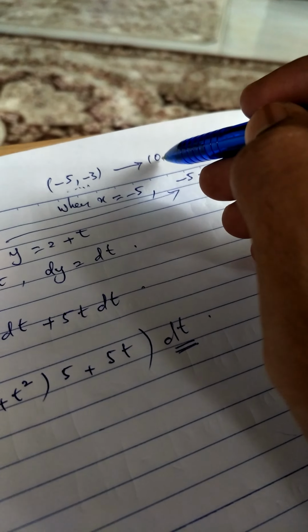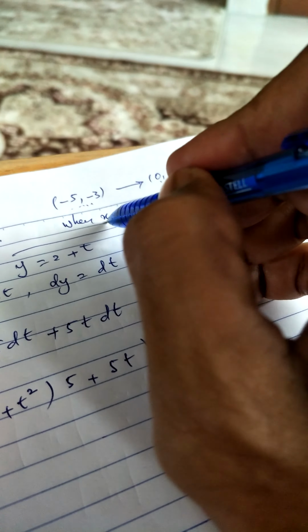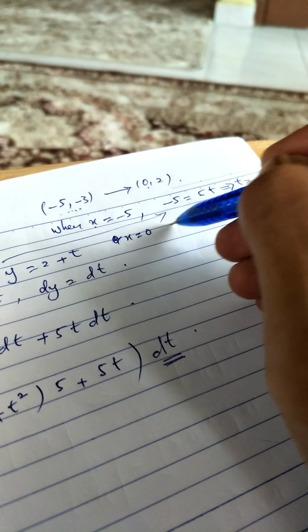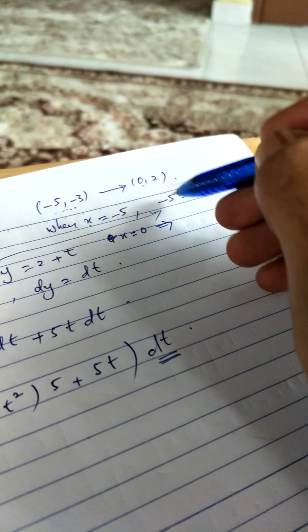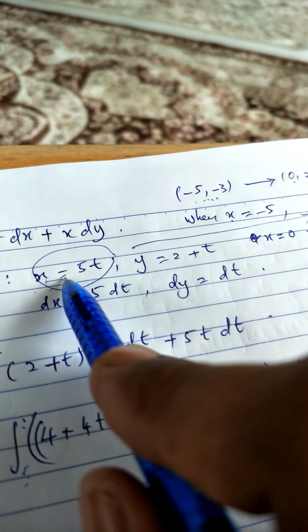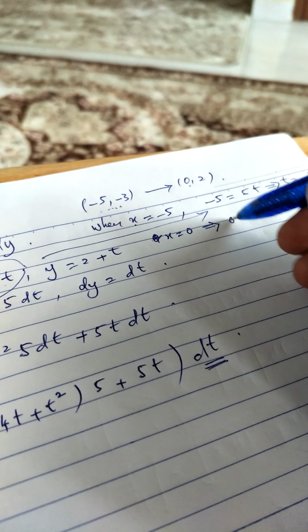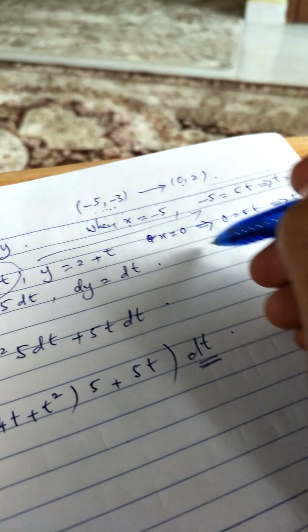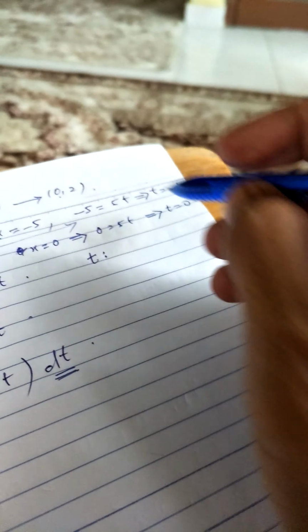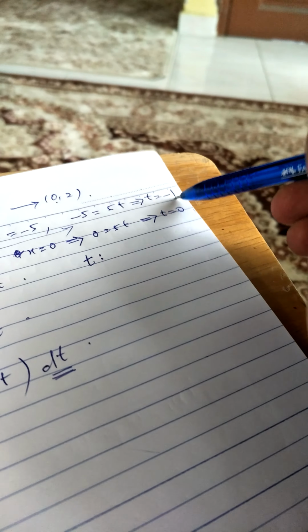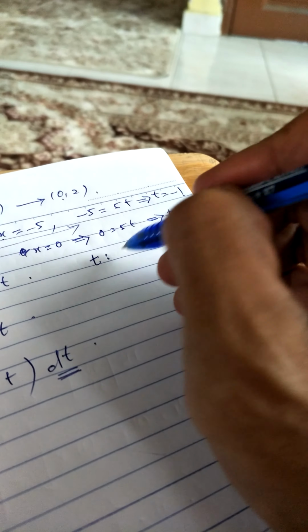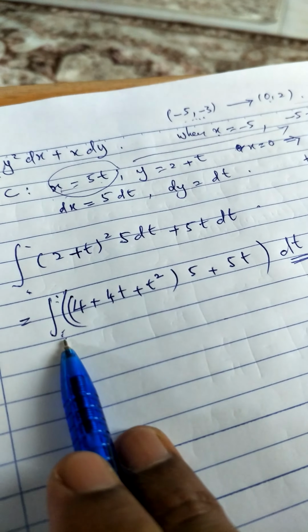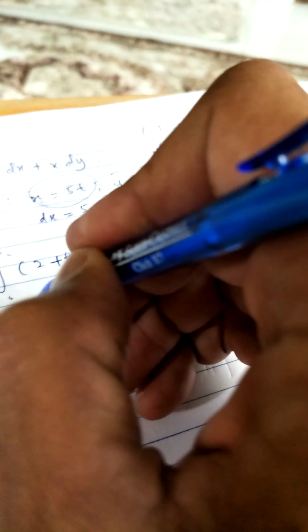Okay, then when x is 0, we use the same terms. Then we have 0 is equal to 5t, that gives you t equal to 0, which means our t is from minus 1 to 0. t from minus 1 to 0. So the limit of integration here is from minus 1 to 0.